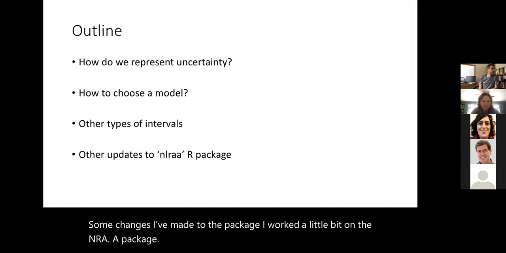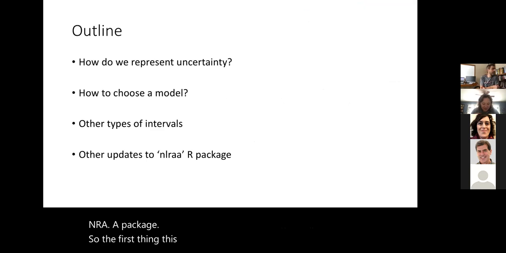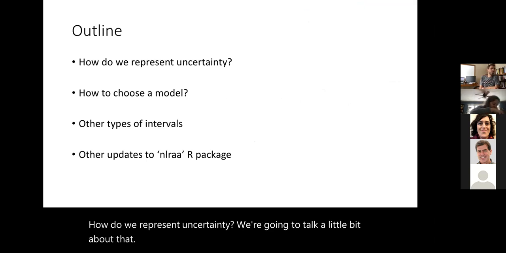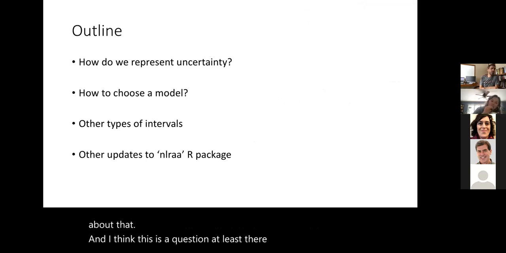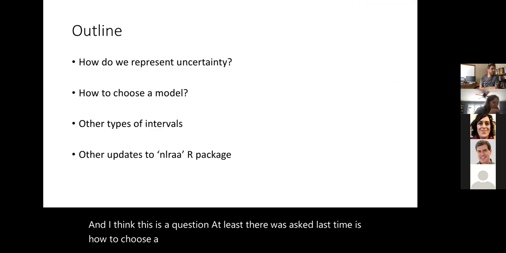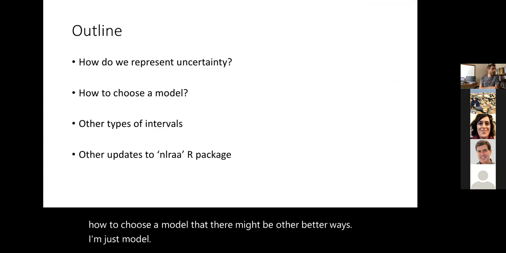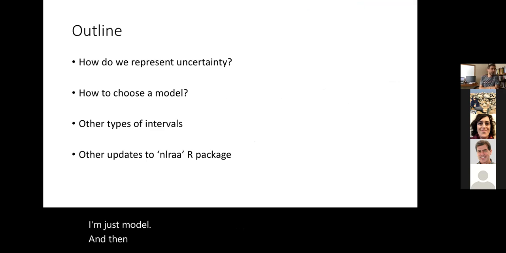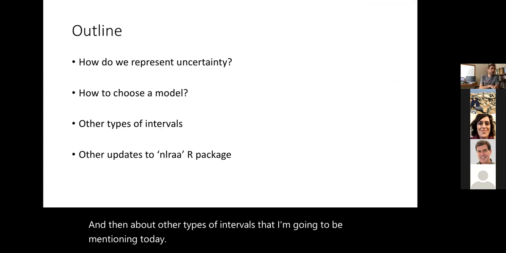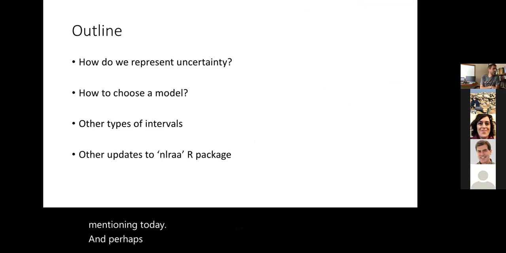So the first thing, this is my outline today. How do we represent uncertainty? We're going to talk a little bit about that. And I think this is a question at least that was asked last time: how to choose a model. There might be other better ways to choose a model. And then other types of intervals that I'm going to be mentioning today. And hopefully we'll have time to do some things in R if questions come up.